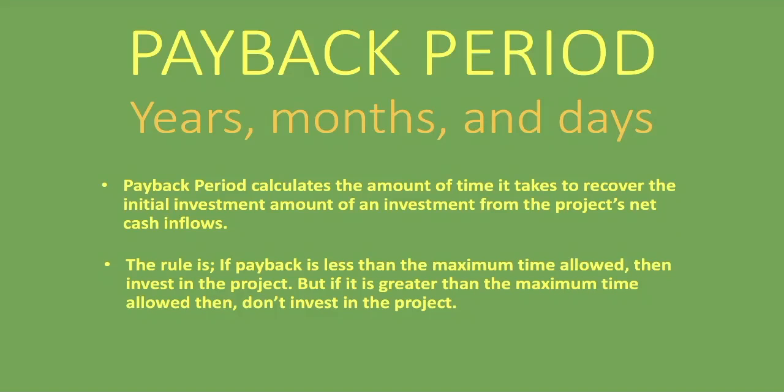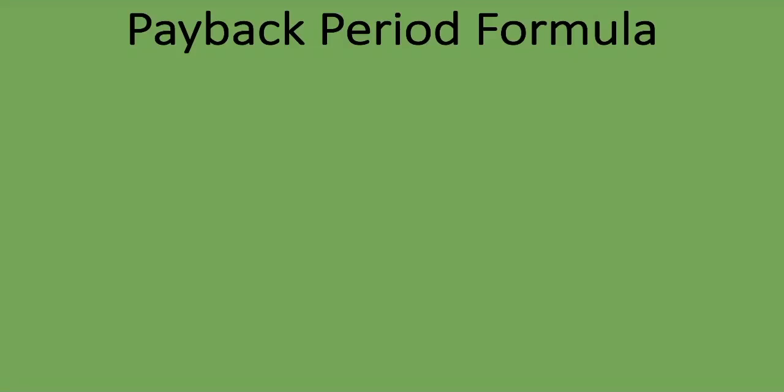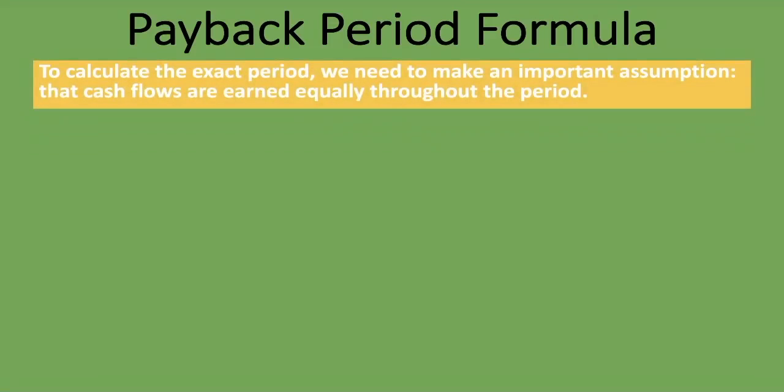So what is the formula for calculating the payback period? Well, here's an important note. To calculate the exact period, we need to make an important assumption that cash flows are earned equally throughout the period. If cash flows are not earned equally throughout the period, then the payback period will not be accurate because you're not earning the money evenly. So we are assuming that the cash flows are earned equally throughout the period.